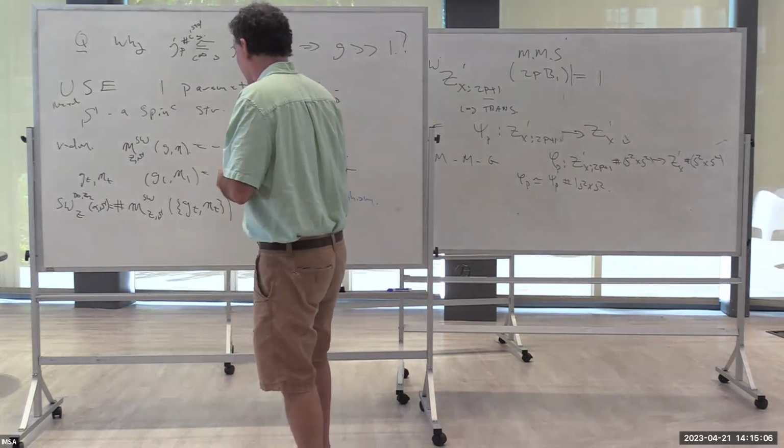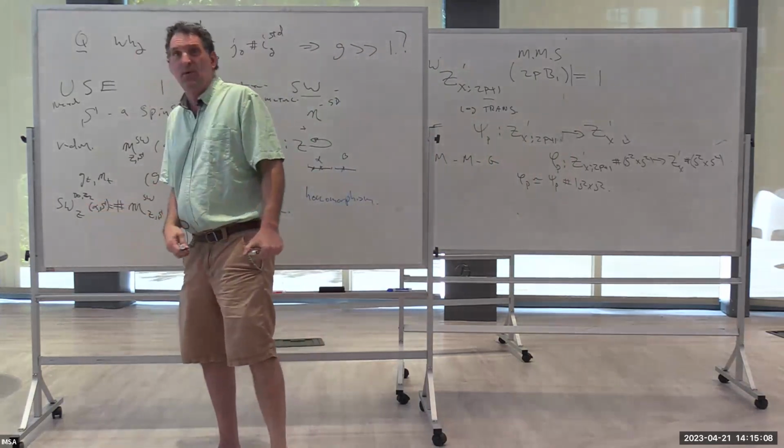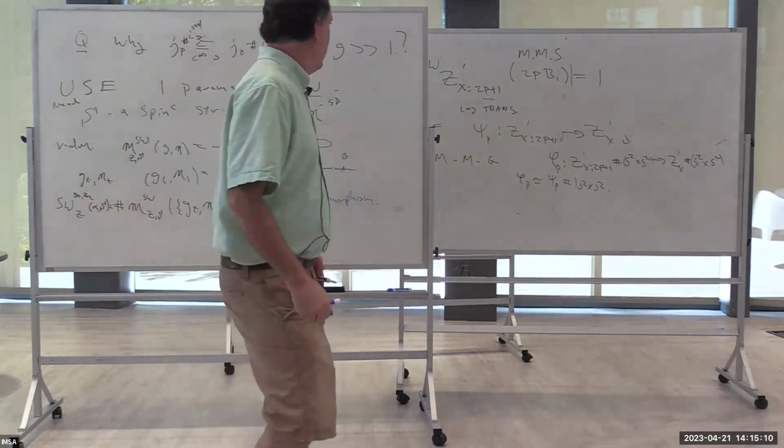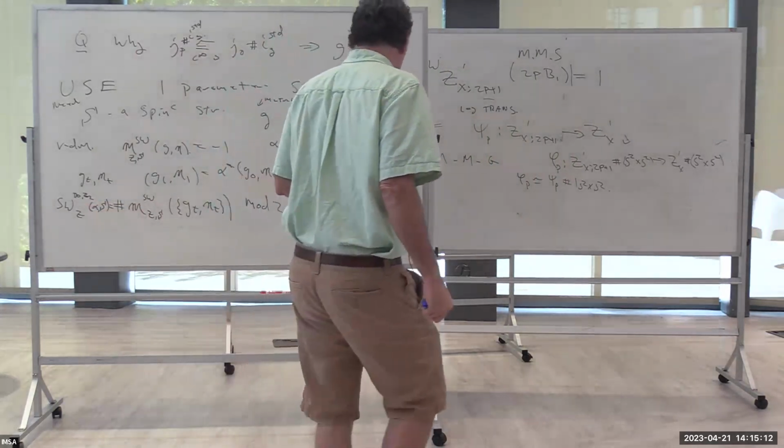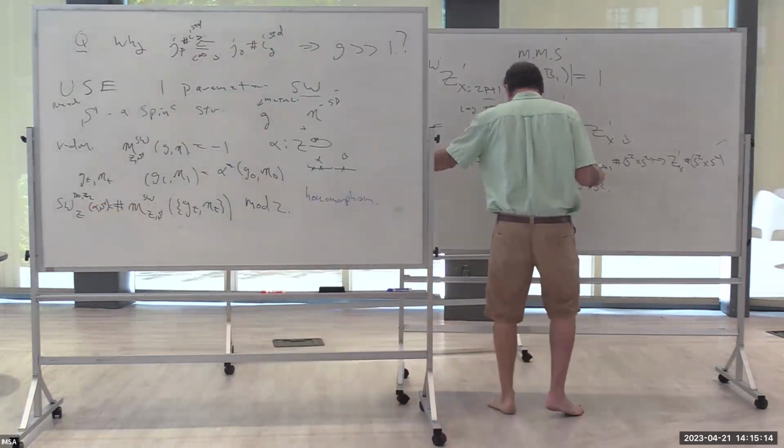So this means that, as you probably guessed, we're going to be computing this invariant for the alpha prime, and we can get rid of this stuff.